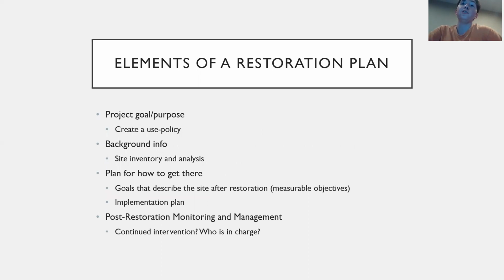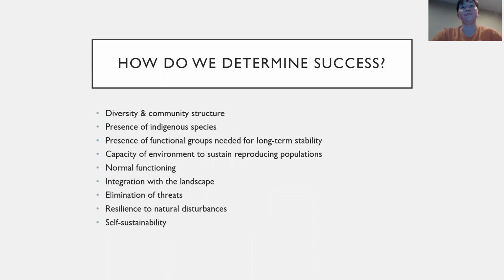Elements of a restoration plan include the project goal, which is like creating a use policy, background info, which is site inventory and analysis, a plan for how to get there, which is goals that describe a site for measurable objectives, an implementation plan. And then there's also post-restoration monitoring and management, which is kind of determining, will you do continued intervention? If so, who's in charge?